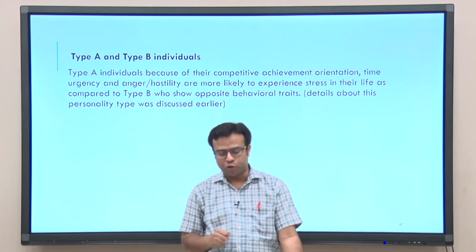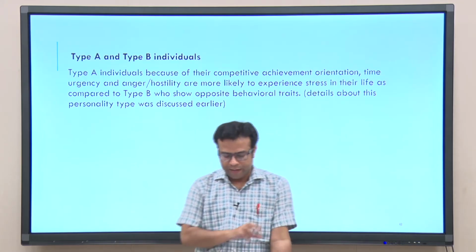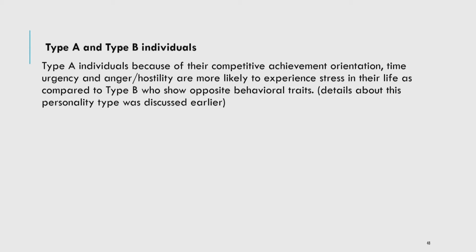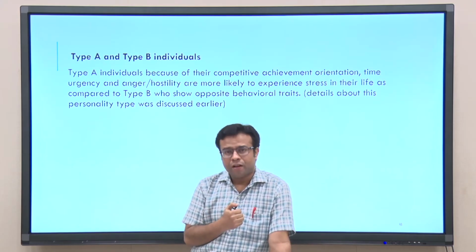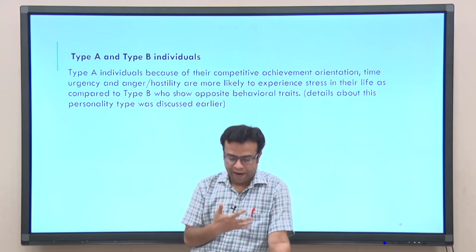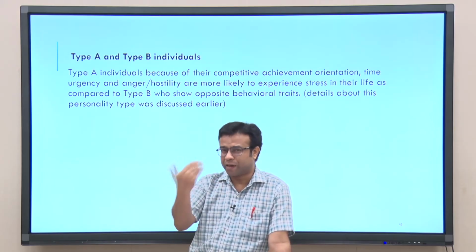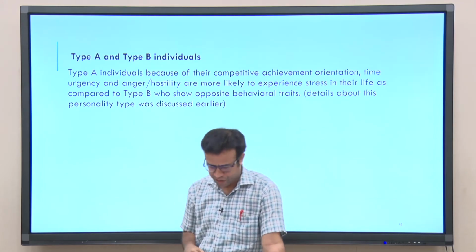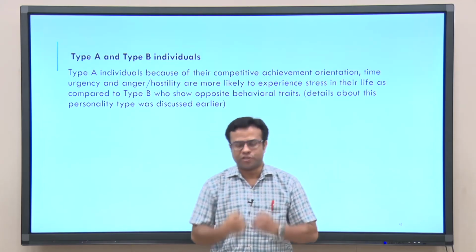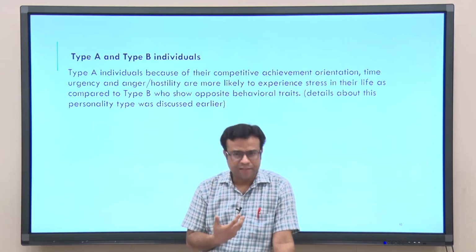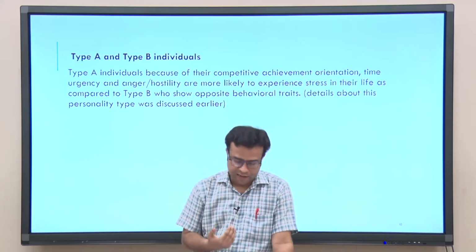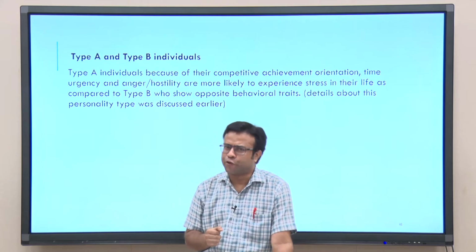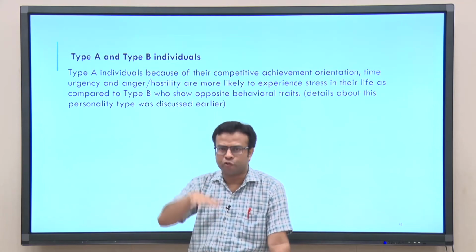One is type A individuals. They are typically very competitive and achievement oriented people. There is a lot of time urgency, and these people also show a lot of anger and hostility, which sometimes may be expressed and many times may not be expressed, but they have these characteristics. And type B people are just the opposite, they are more relaxed, there is not much time urgency in their life, they are not much achievement oriented. So, they are more easygoing, more relaxed kind of people.